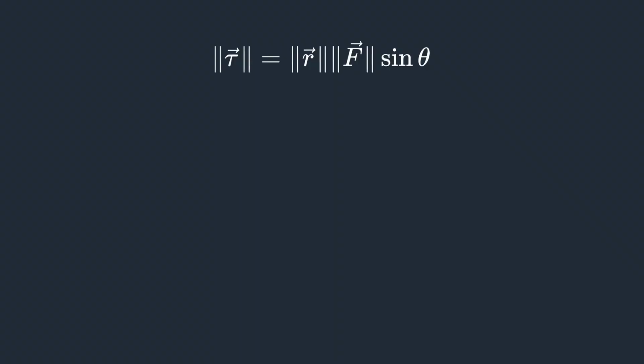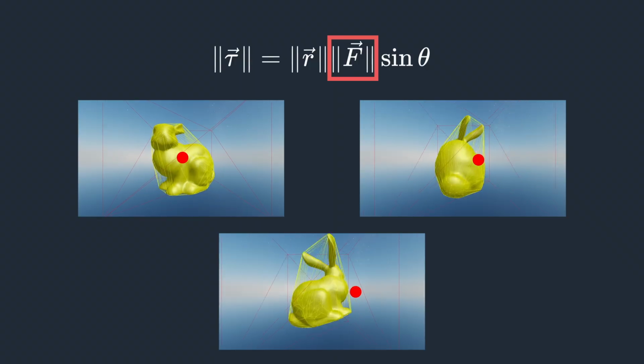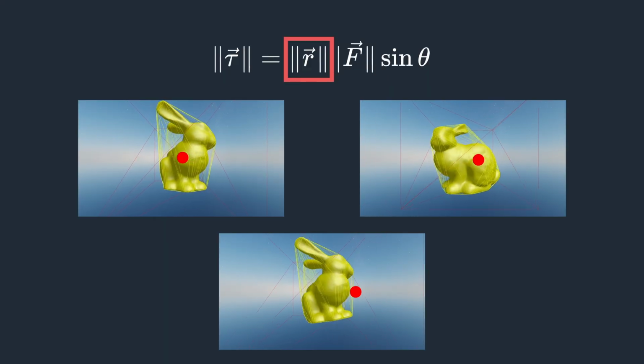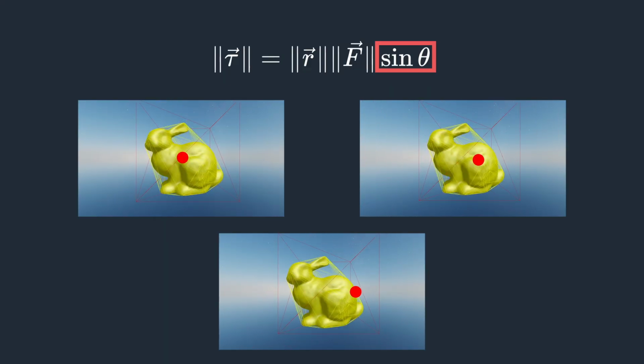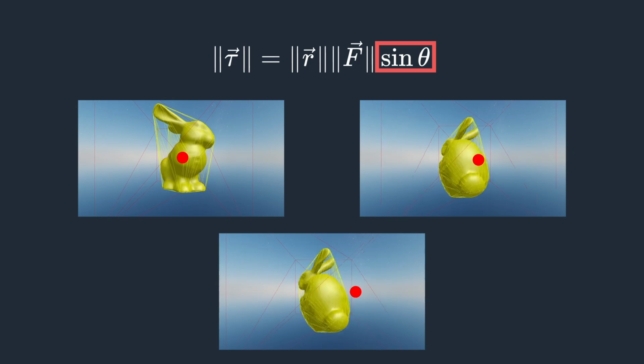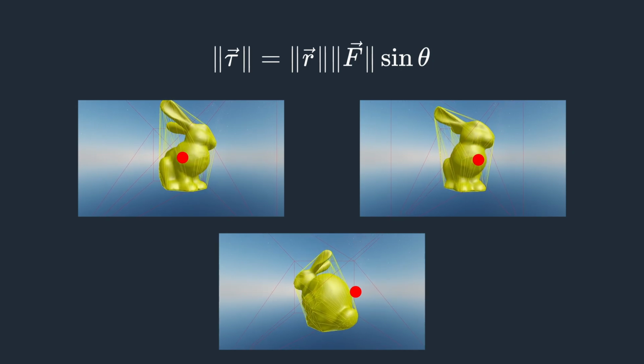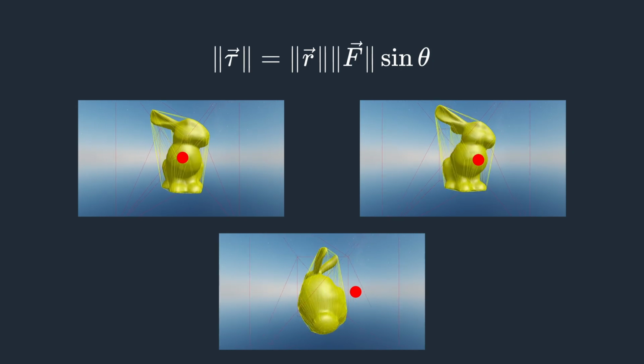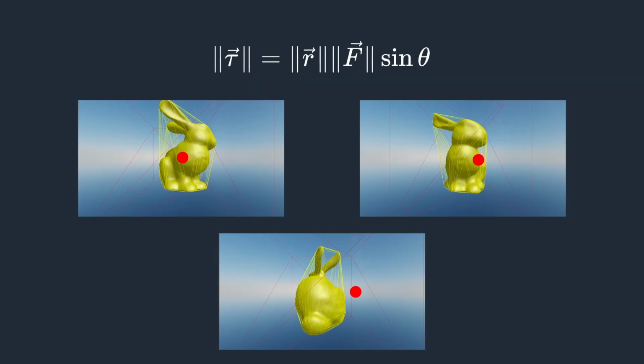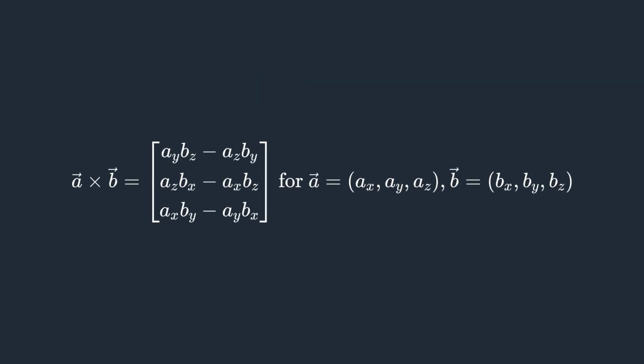From the torque equation, we can see there are three ways to increase the torque applied to an object. We can increase the amount of applied force, we can increase the distance from the center of mass, or we can make the force and radius vectors as close to perpendicular as possible. Notice how the object barely rotates when the line of action of the force nearly passes through the center of mass. The cross product is only formally defined in 3 dimensions.